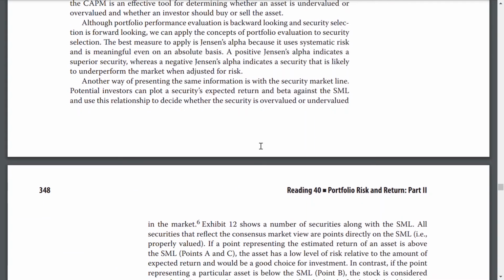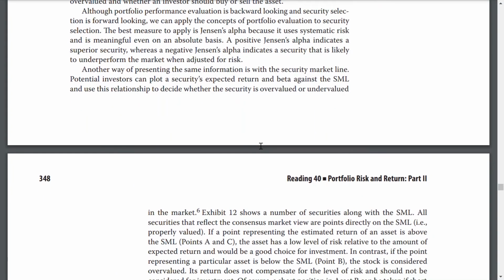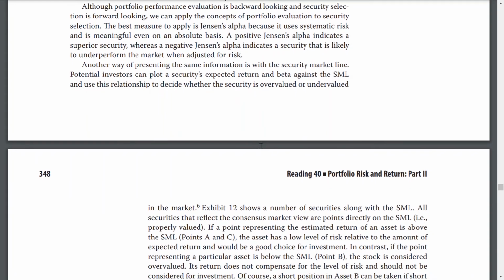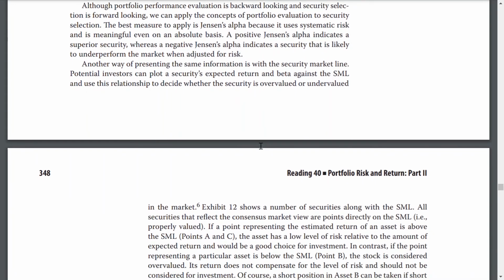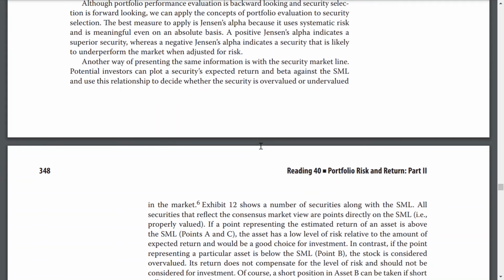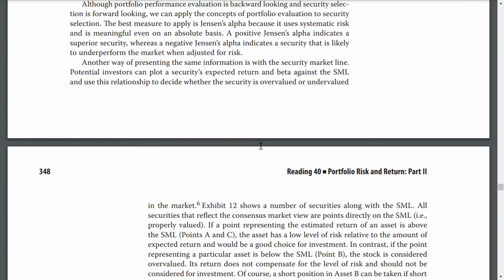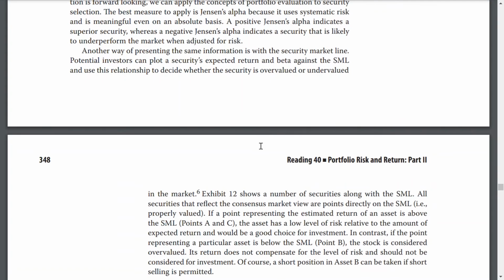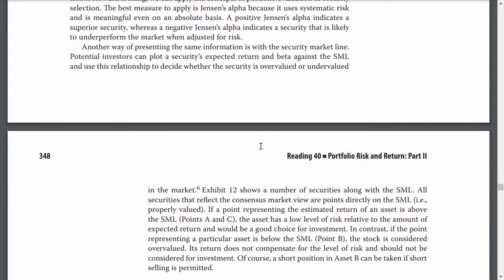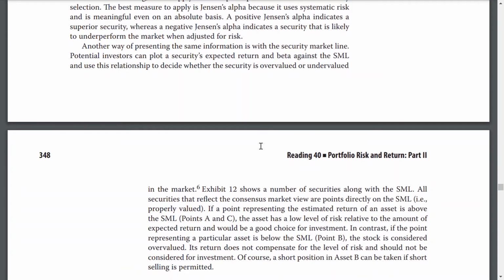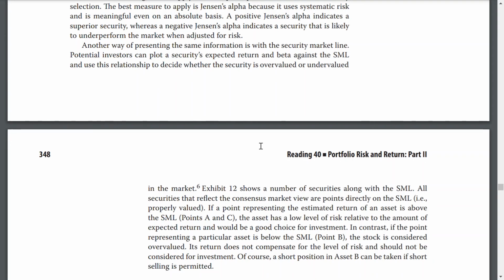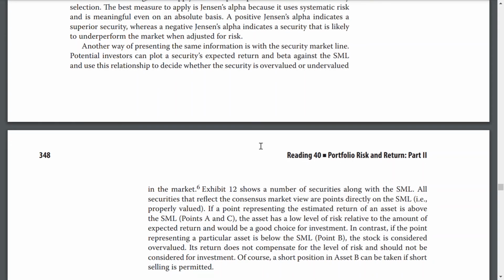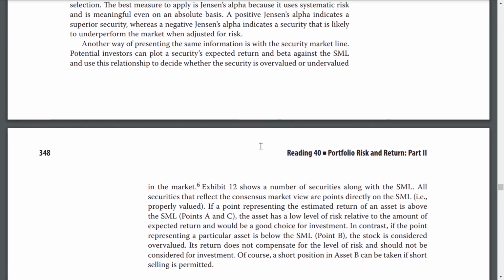Although portfolio performance evaluation is backward looking and security selection is forward looking, we can apply the concepts of portfolio evaluation to security selection. The best measure to apply is Jensen's alpha because it uses systematic risk and is meaningful even on an absolute basis. A positive Jensen's alpha indicates a superior security, whereas a negative Jensen's alpha indicates a security that is likely to underperform the market when adjusted for risk.